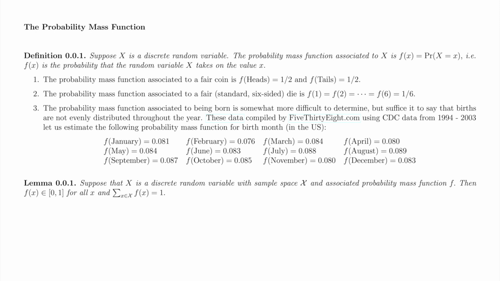The probability mass function has two very important properties, outlined in this lemma. First, the probability mass function takes values in the 0 to 1 interval. Second, summing the probability mass function over the sample space is equal to 1. You should take a stab at proving the first using the fact that probability is a number in the 0-1 interval. You should take a stab at proving the second using the observation that the sum represents the probability that the random variable takes a value in the sample space.